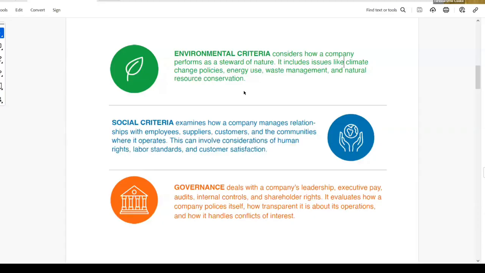So really, an ESG framework evaluates how a company polices itself, right? So how do you police yourself, and how transparent are you in your operations? And how do you handle things like conflict of interest, etc.? So that's what an ESG framework allows an organization to do.